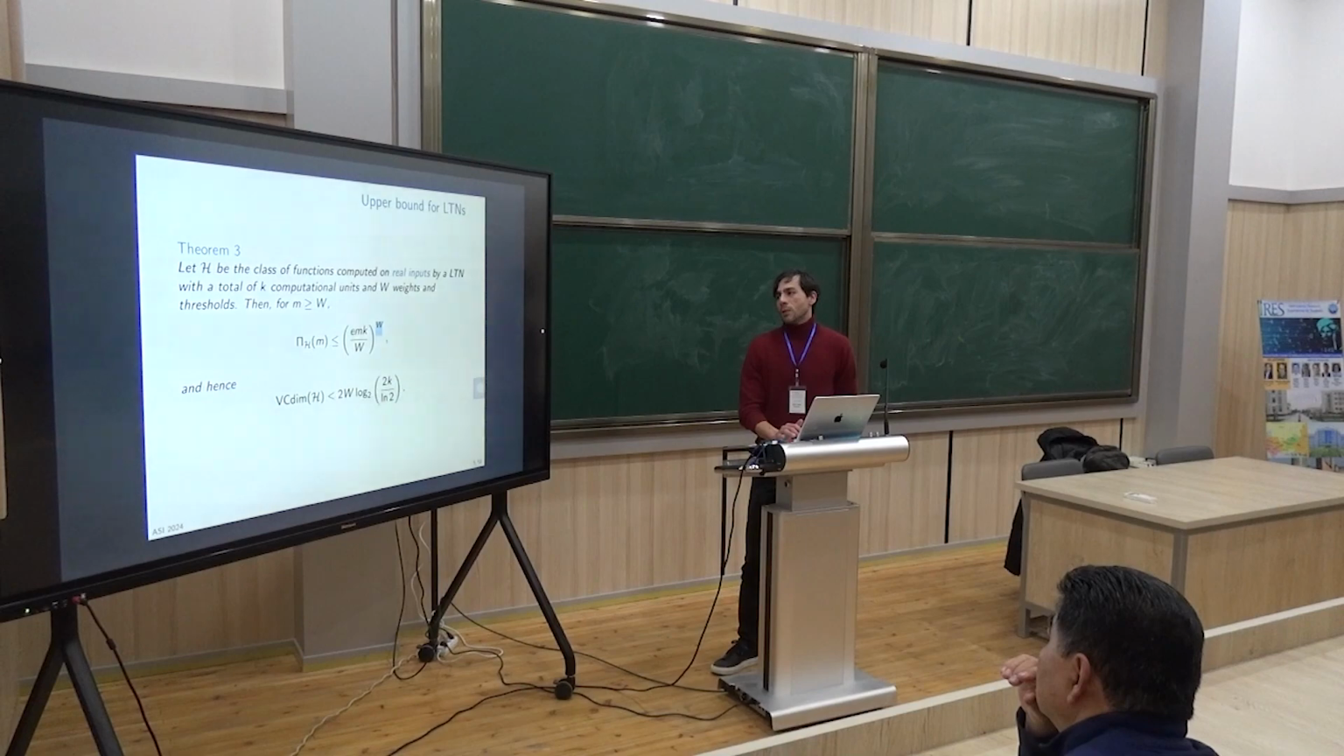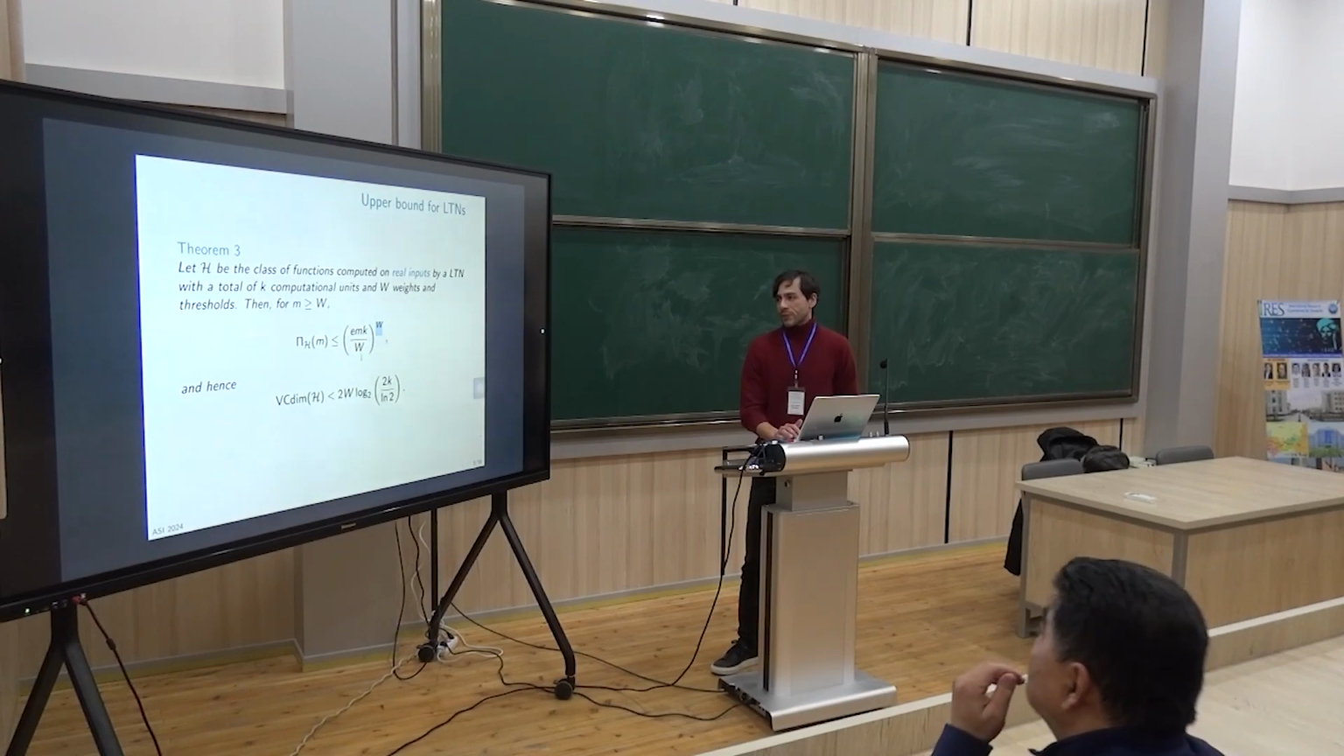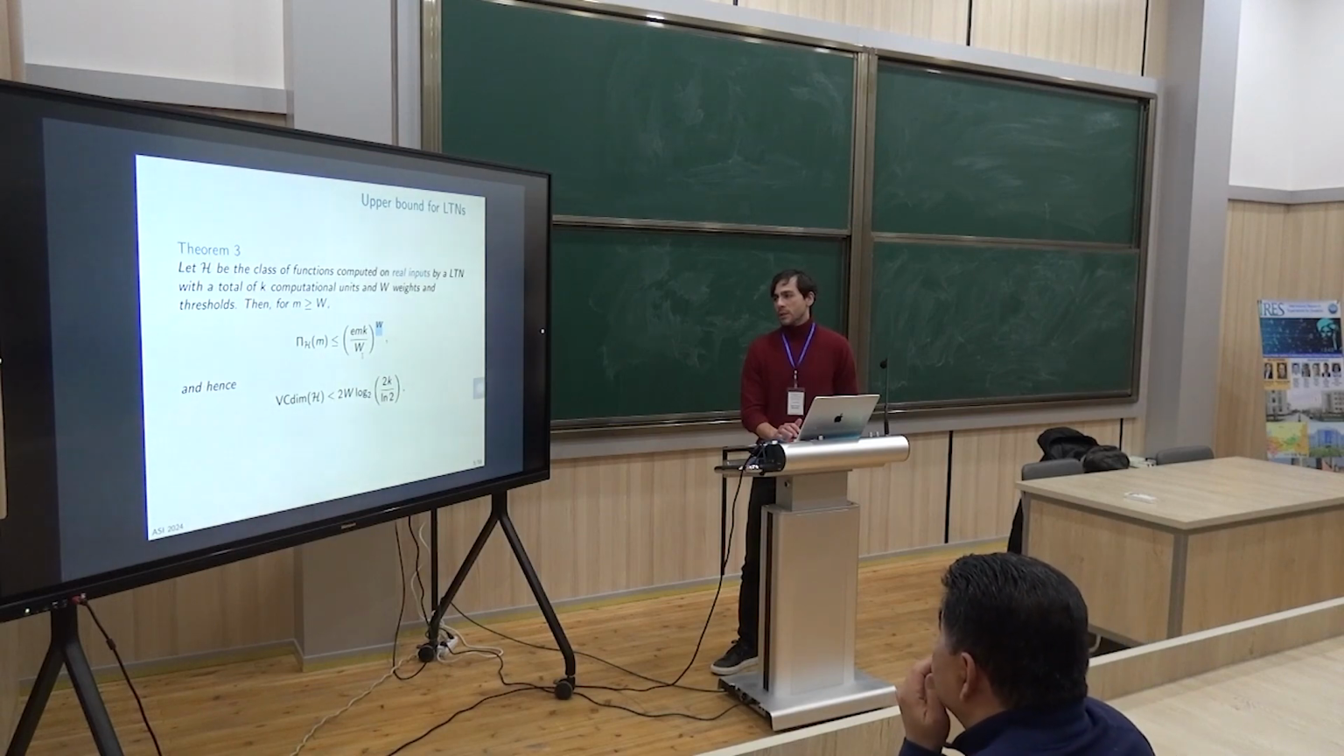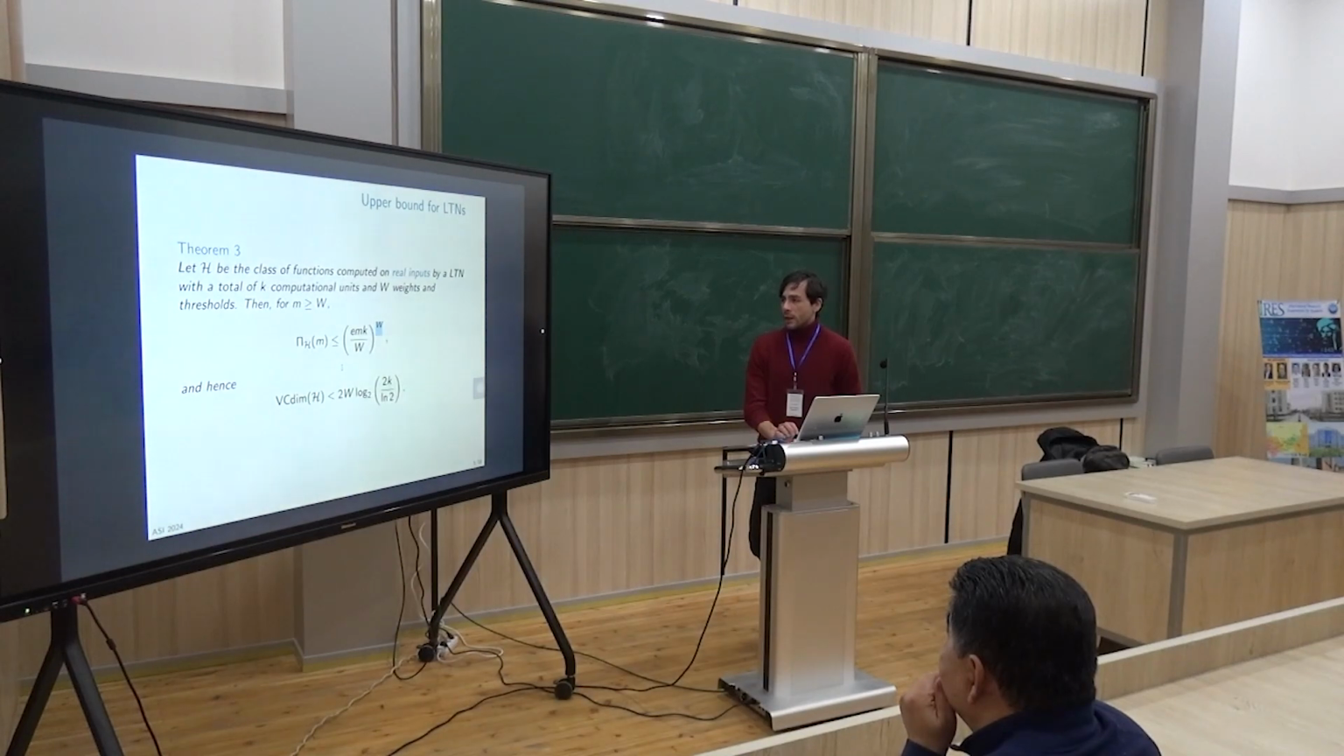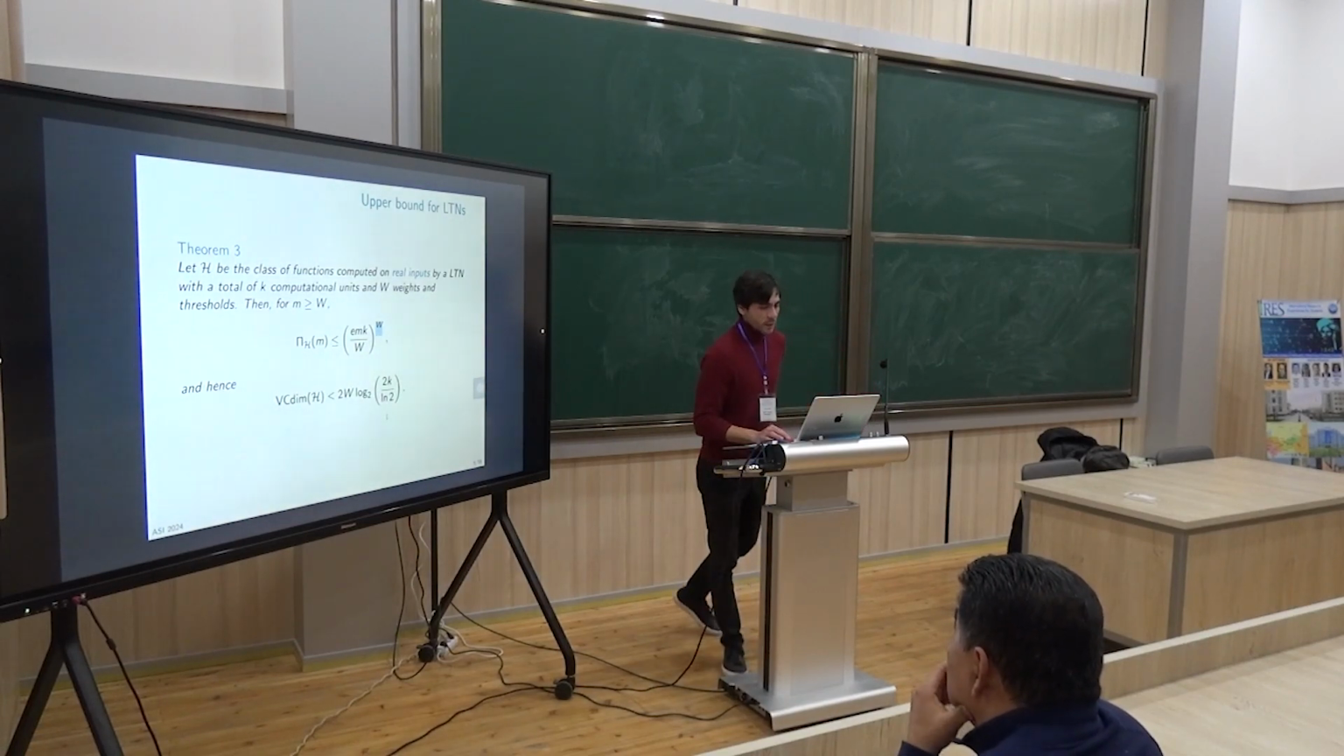And from this, one can already derive what the least dimension would be. So recall the least dimension is the largest value of m for which the growth function is 2 to the m. And so you can verify when this thing is going to be at most 2 to the m, and then obtain this sort of a bound for the least dimension. So it's kind of W log k.